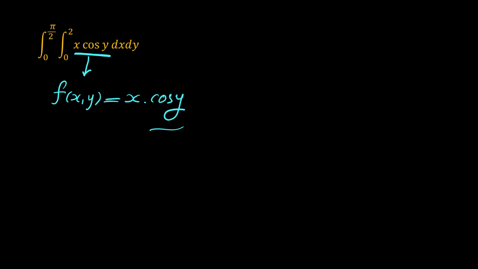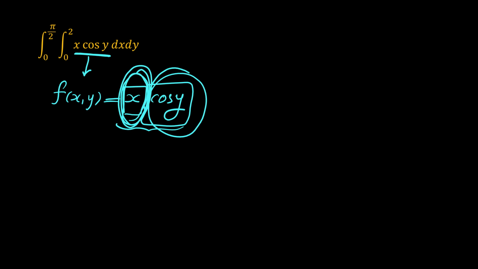If you pay attention, this function is product of two parts, that one part is only in terms of x and the other part is only in terms of y. For this reason, for finding this integral, instead of integrating this function with respect to x first, evaluating the inner integral, then integrating the answer with respect to y, we can evaluate this integral in this form. We can write this as the product of two single integrals in this form.